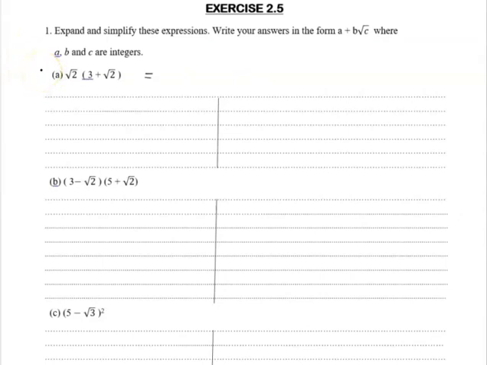Exercise 2.5. And in this exercise we're going to be expanding brackets which have surds. Now the first question here is asking us to expand this bracket with root 2. Now root 2 times 3 is going to give us 3 root 2, then root 2 times root 2 is going to give us plus 2. Now here we're going to do 3 times 5 and 3 times root 2 minus root 2 times 5 and minus root 2 times root 2.